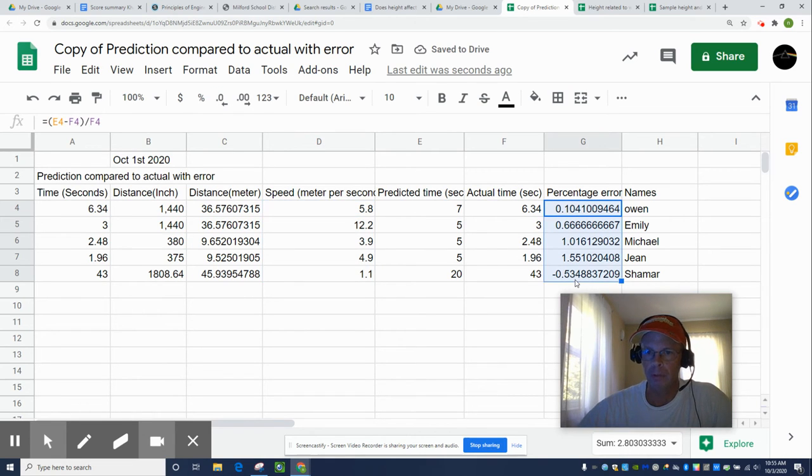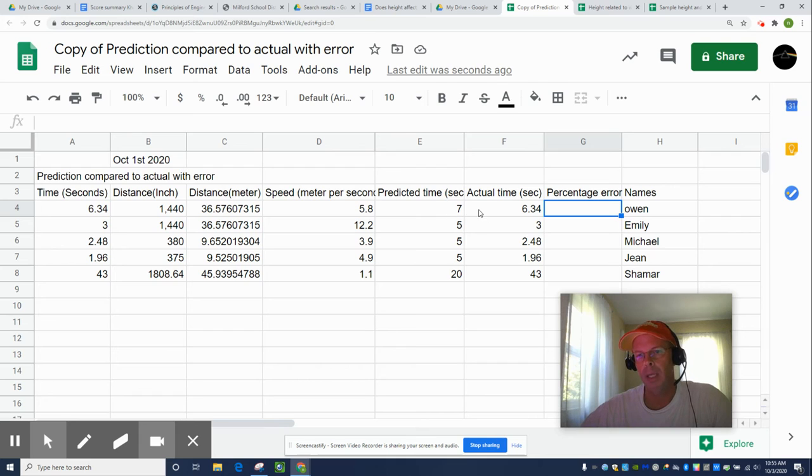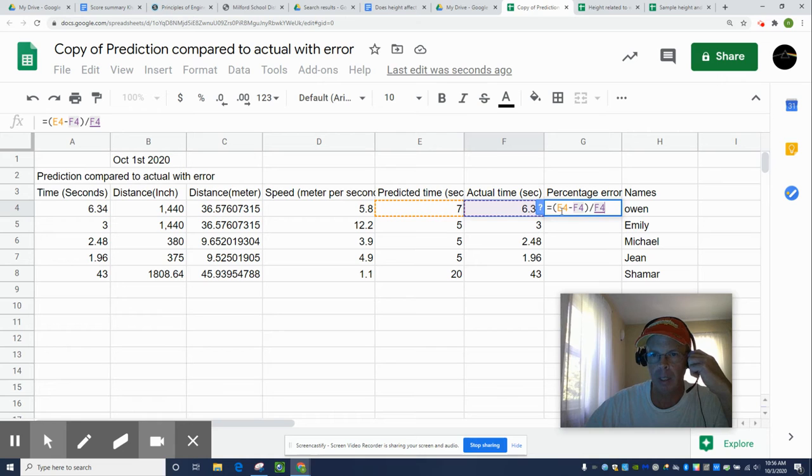So here's the new one. Let's throw this one in fresh. Percentage error, like I said, is a comparison between the predicted and the actual. And students actually realize that it starts with subtraction and then ends with division. So what you do is you find the difference first. So equals, open parentheses, predicted, subtract, actual, close parentheses, and then we divide by the actual. So it's not just the difference, it's the difference compared to the real time.